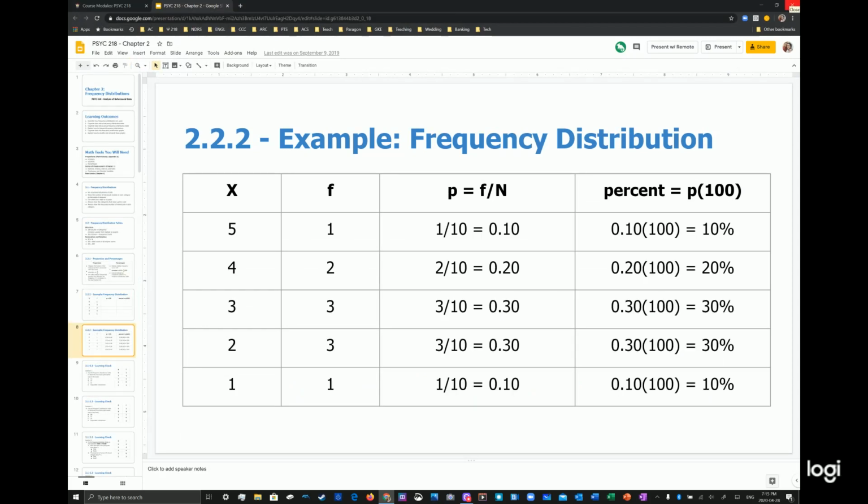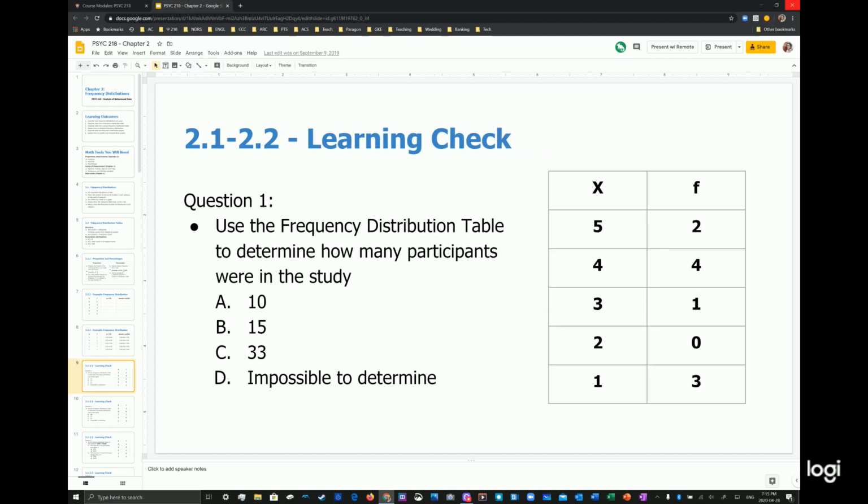So this is the answer key. So first, learning check. Here's one with a frequency distribution table, and you can practice looking at it. Question 1 reads, use the frequency distribution table to determine how many participants were in the study. Is it A, 10, B, 15, C, 33, or D, impossible to determine? You can pause if you like and do the calculations, or you may have calculated already. And the answer is 10.